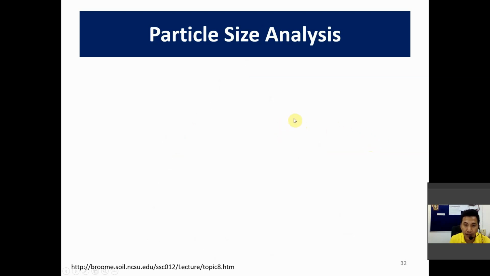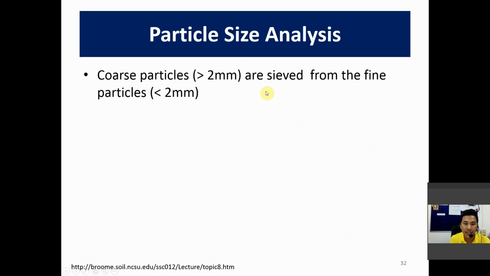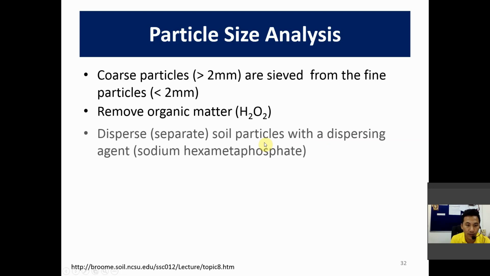To analyze the particle size, you have to sieve out the coarse particles larger than 2 millimeters from the fine particles less than 2 millimeters. That's where we start to identify the particle size. Remove organic matter with hydrogen peroxide. This is what I said earlier, that soil texture has nothing to do with organic matter. We remove it out of the system. We also disperse the soil particles with a dispersing agent called sodium hexametaphosphate, and this keeps the soil particles separate from each other, especially the clay size particles.